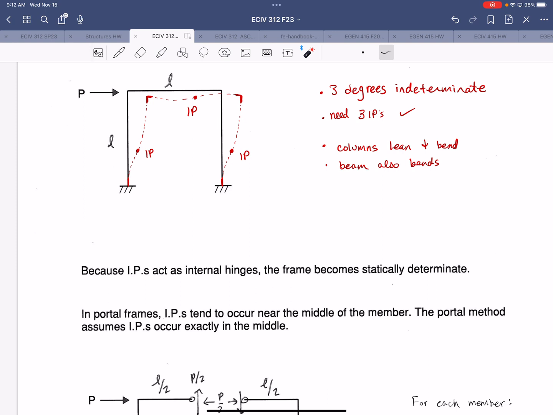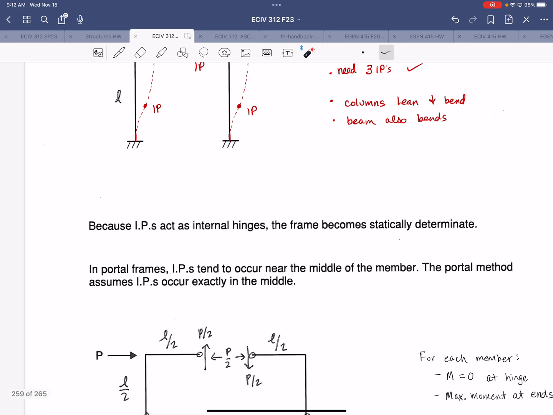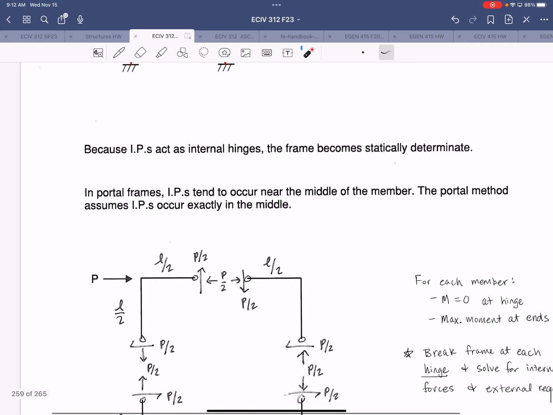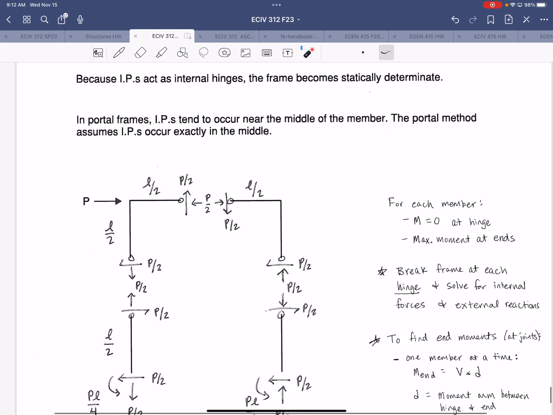This portal method for approximating our response assumes that the inflection points are exactly in the middle of every member. Now for beams, that inflection point being exactly in the middle is true. That's where it actually is going to be. For the columns, though, it's going to be a little bit different, and it's going to be even different from how I drew it. In columns, the inflection points will tend to be in the top half of the column. But again, for the portal method, we'll assume that they are exactly in the middle.